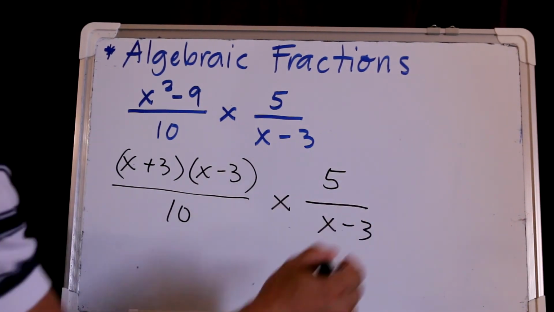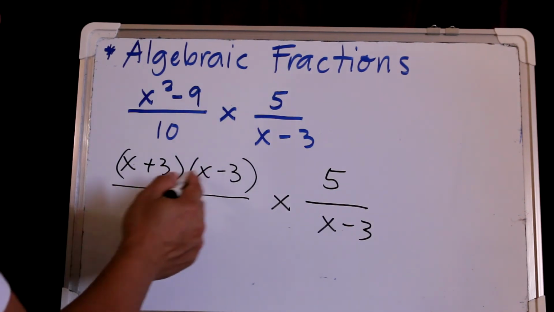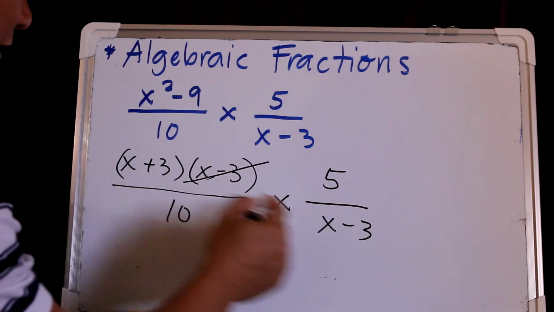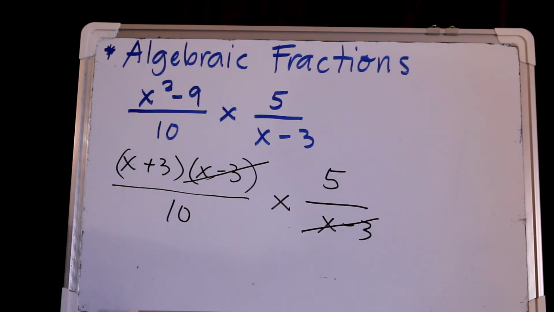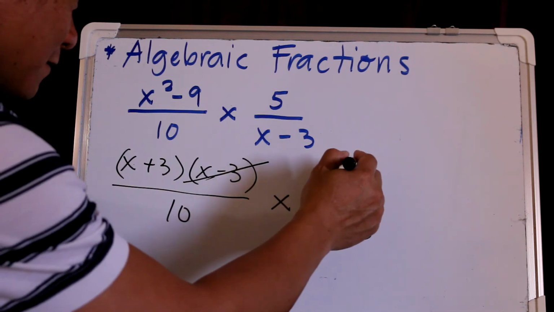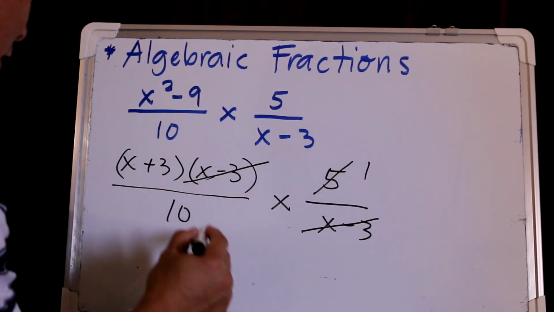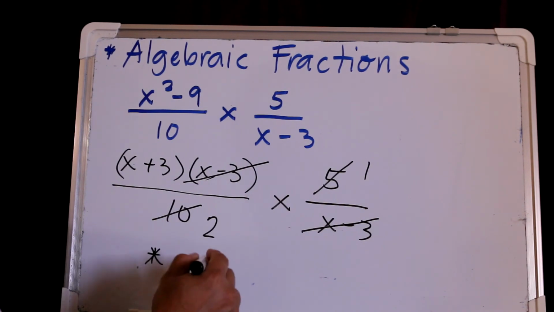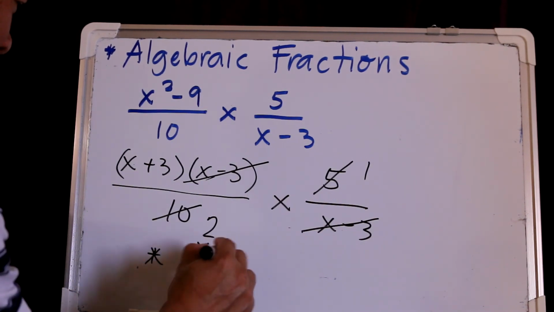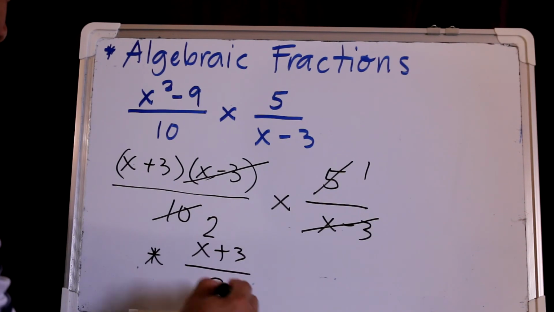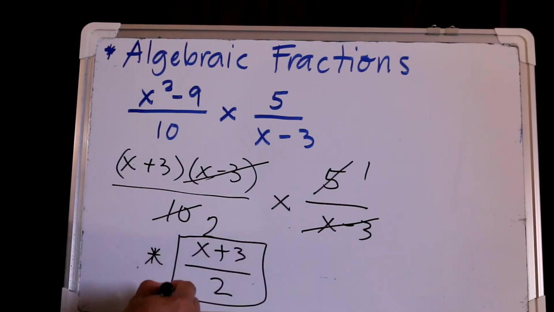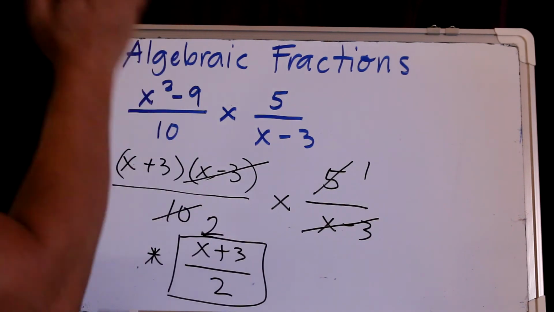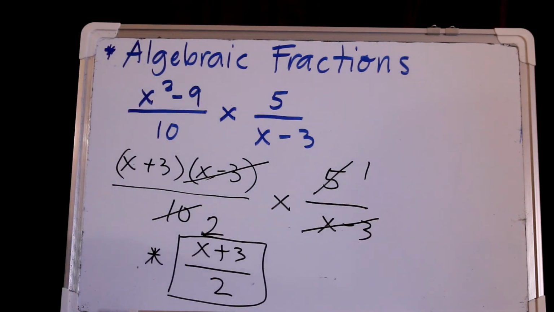Alright, so that's what I said to you earlier. There are like terms here, so we can cancel this x minus 3 out. So that would be equal to 1. And 5 also, we can reduce this. So reduce 5, that will be equal to 1, so it will be equal to 2 here. Then our answer would be x plus 3 divided by 2.